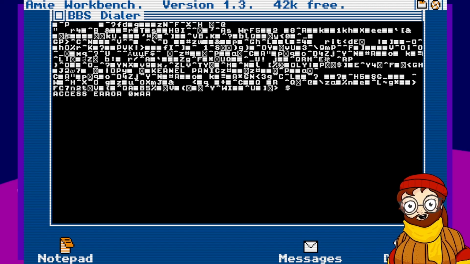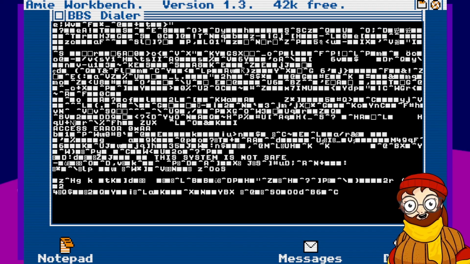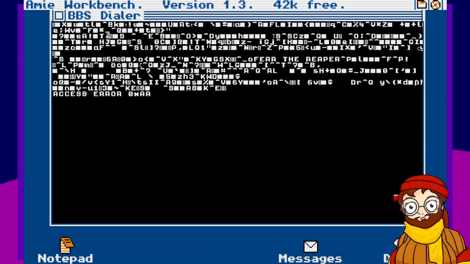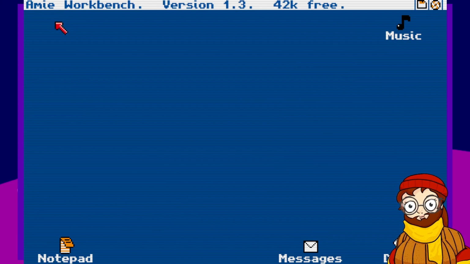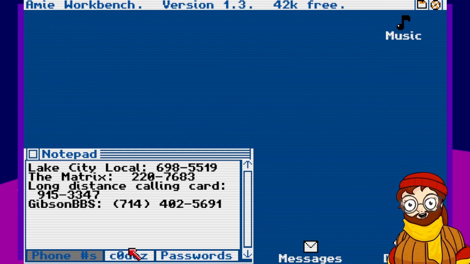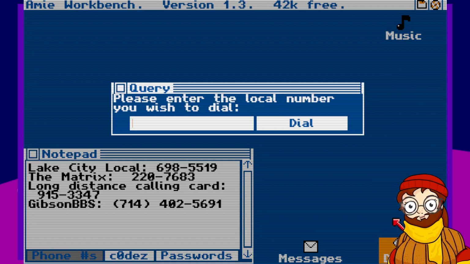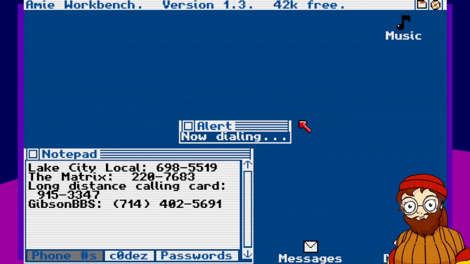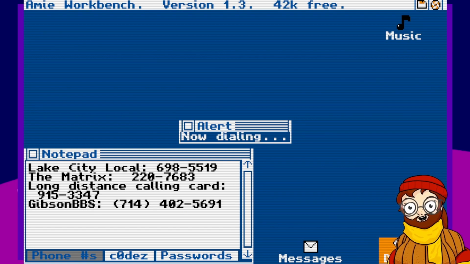Access error. Unrecoverable system error. Please contact manufacturer. Well, there's nowhere else to go. Let's head to the Matrix. I feel bad that I'm not really reacting to any of this. I do love this game, but I've also seen it, so I'm not surprised.